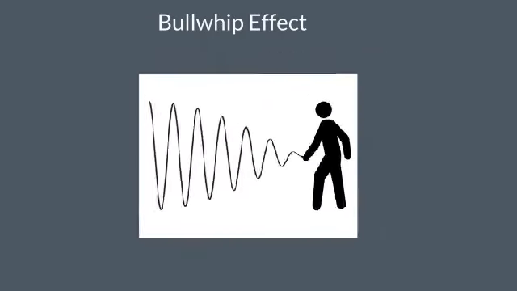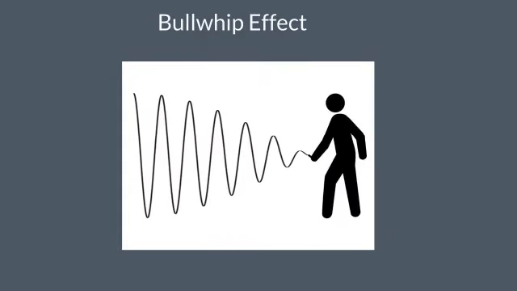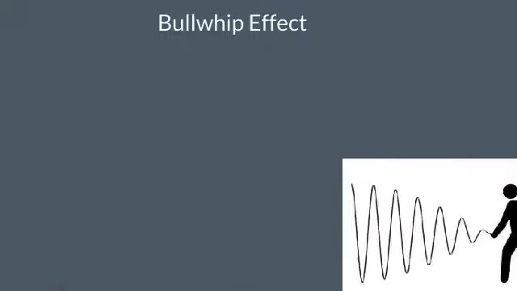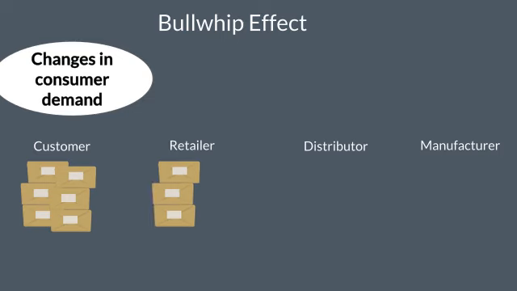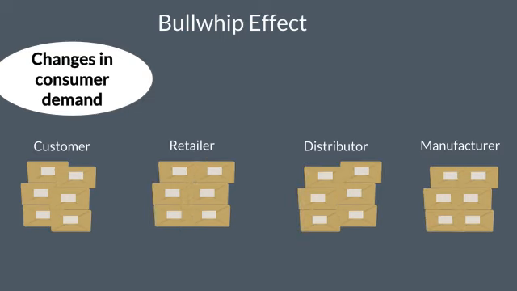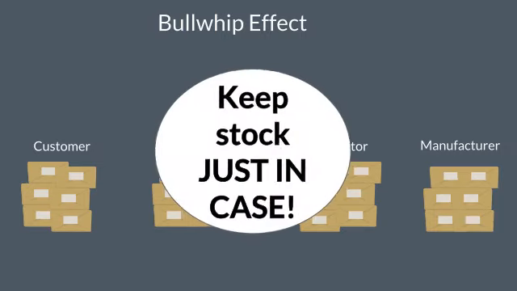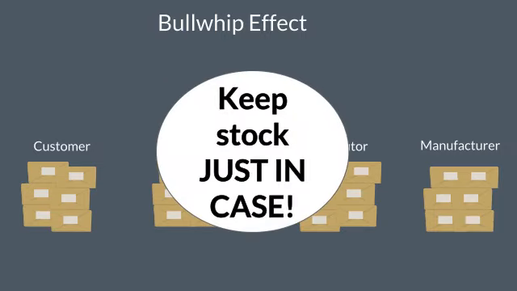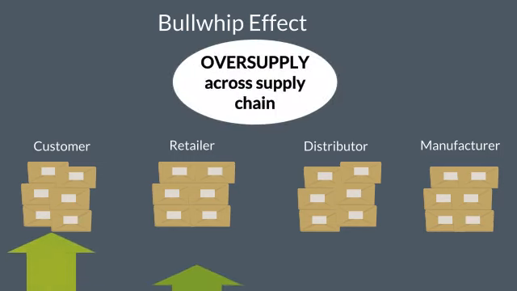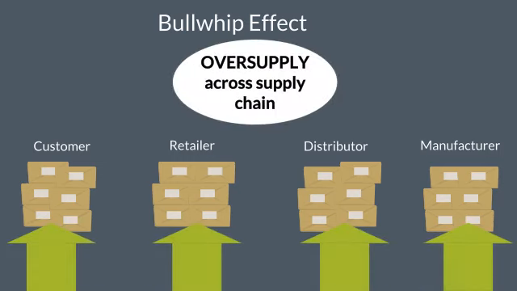Another problem that the supply chain needs to deal with is that of the bullwhip effect. The bullwhip effect occurs when changes in consumer demand cause the entities in the supply chain to order more goods to meet the new demand. Think of it as each one of these entities in the supply chain carrying that extra amount of inventory, just in case. All of this inventory added together makes a tremendous oversupply across the supply chain.